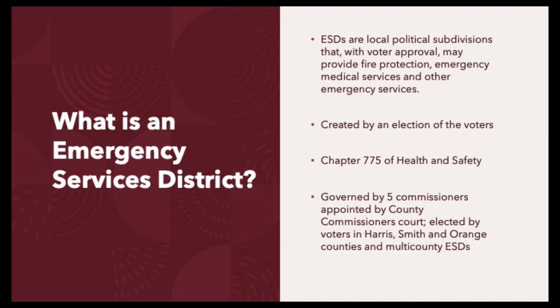The ESD board, if it has sufficient revenue, could hire its own staff and buy its own equipment and stations. The commissioners may contract with another entity for services. That could be a municipality or another ESD. It could be a volunteer group, such as a volunteer fire department or an EMS organization. It could even be a for-profit organization, such as a for-profit ambulance service. The decision is up to the ESD board. That's who the voters have trusted to provide their emergency services.